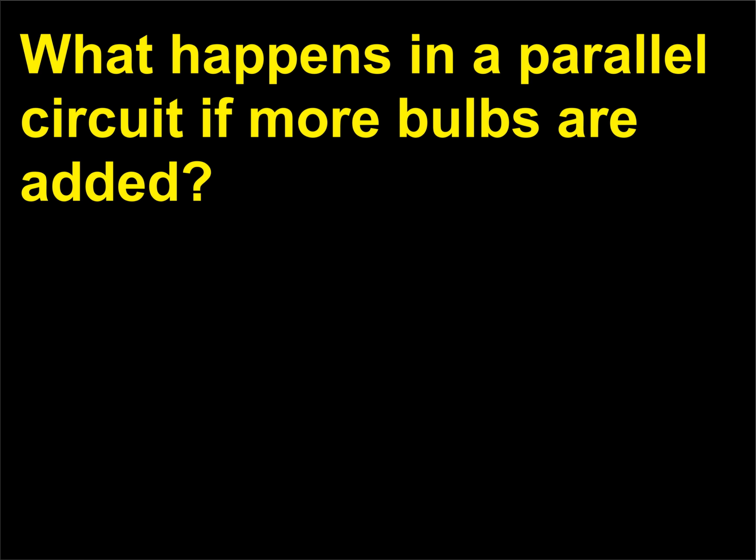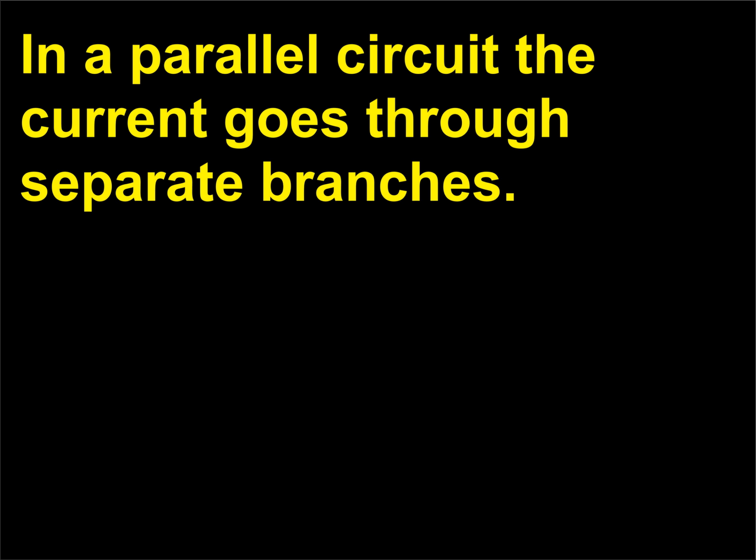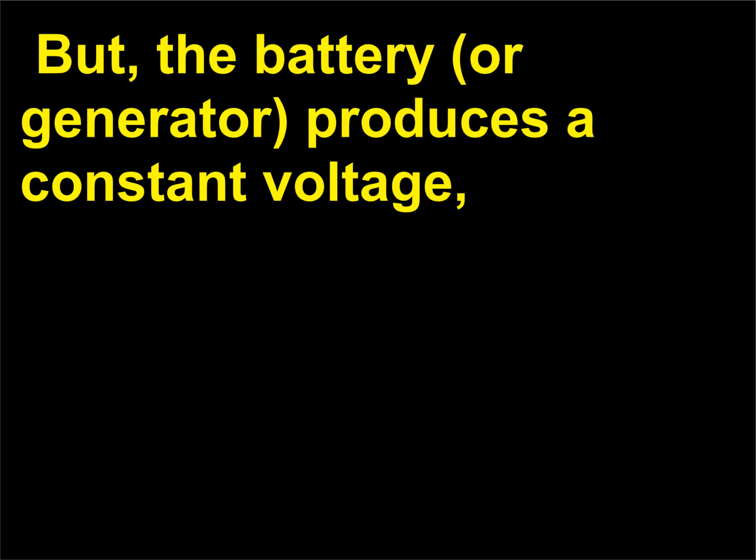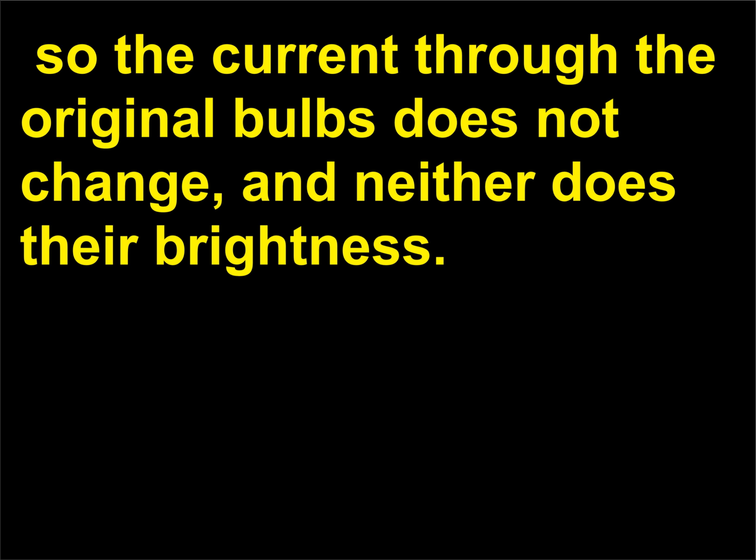What happens in a parallel circuit if more bulbs are added? In a parallel circuit the current goes through separate branches. If another branch is added with another bulb, the current has an additional path to take. But the battery, or generator, produces a constant voltage. So the current through the original bulbs does not change, and neither does their brightness.